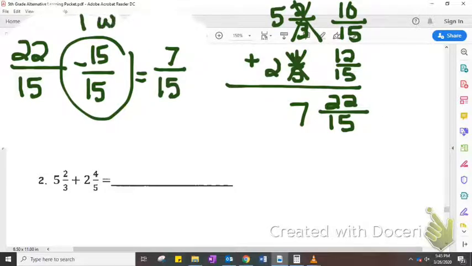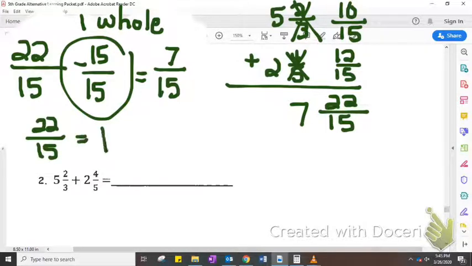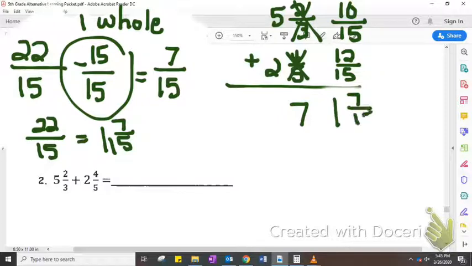We can't forget about the whole that we subtracted out. That makes 22/15 equivalent to 1 7/15. So let's replace 22/15 with the mixed fraction. If we put this all together, it's 8 and 7/15.